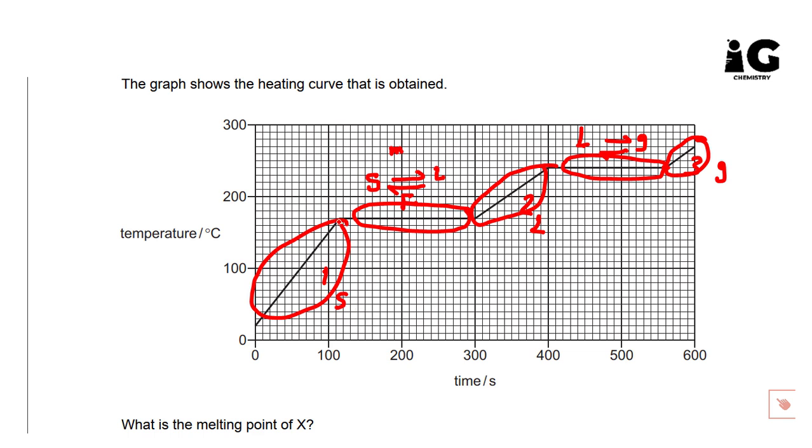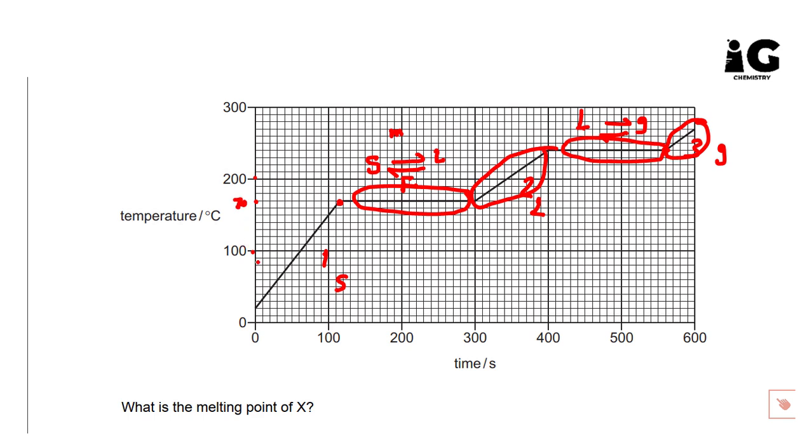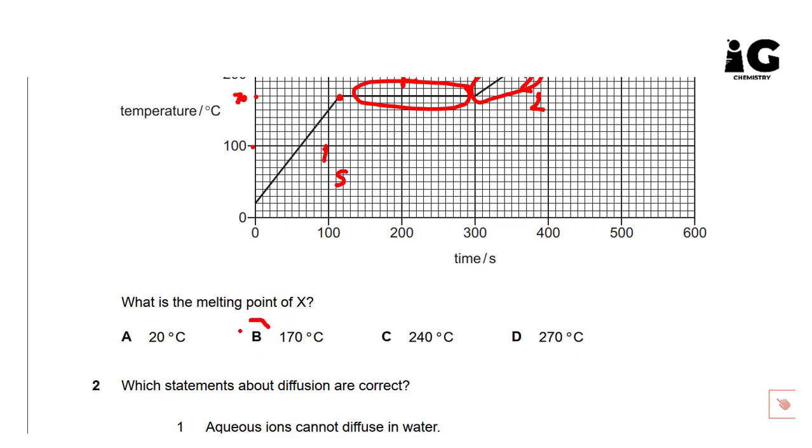Actually we need to check this point, so let's make it more clear. So we need to read this, and here you find this is the point we need to check, because at this point substance X changes to melt. So we can start, this is 100, this is 200, so we can count 10, 20, 30, 40, 50, 60, 70. So this is 170. So actually the answer should be B, 170 degrees Celsius.